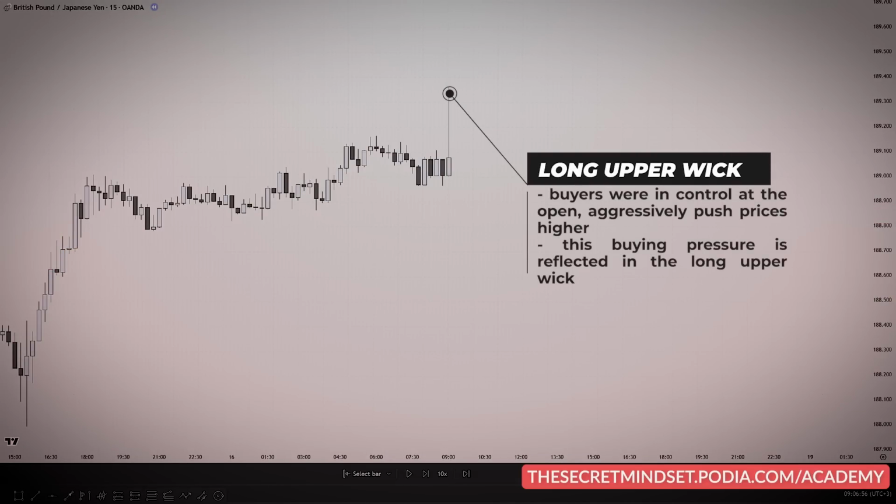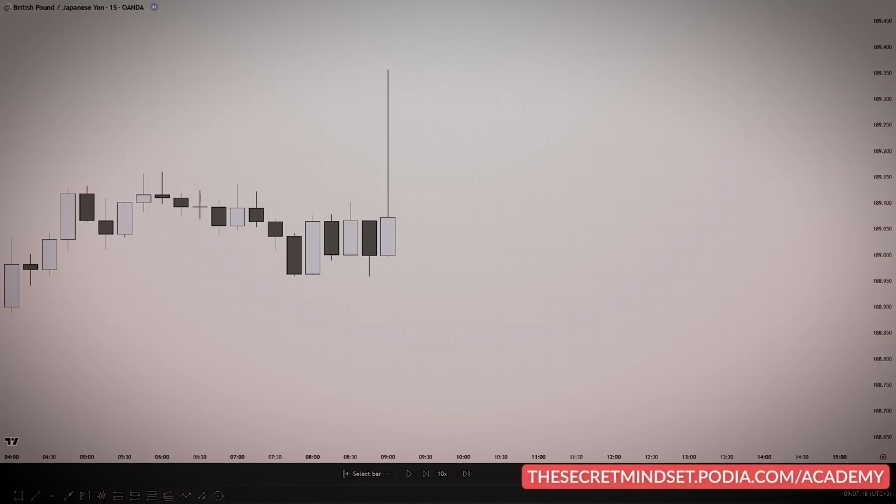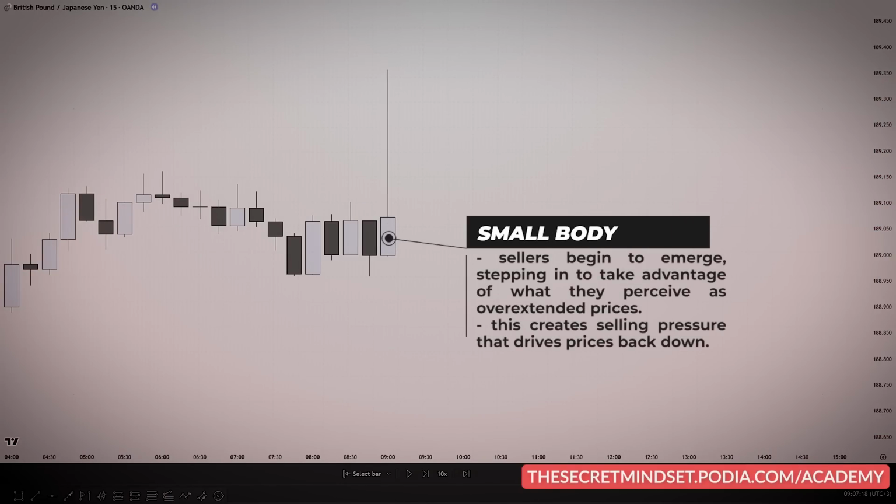They aggressively push prices higher, extending the uptrend or rally from the previous periods. This buying pressure is reflected in the long upper wick, which shows the highest price reached during the period. As prices reach these levels, sellers begin to emerge, stepping in to take advantage of what they perceive as overextended prices. They start to outweigh the buyers, creating selling pressure that drives prices back down.